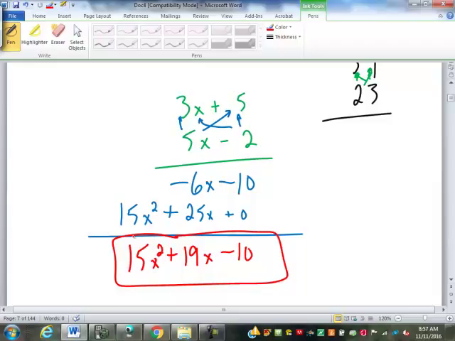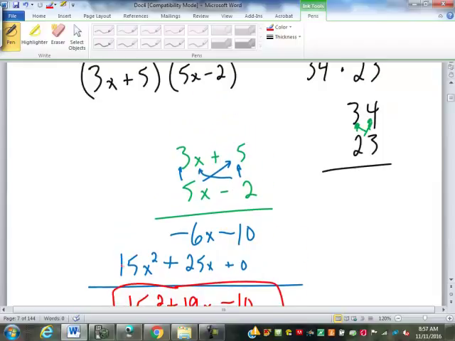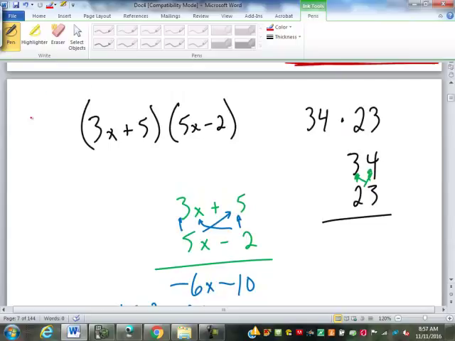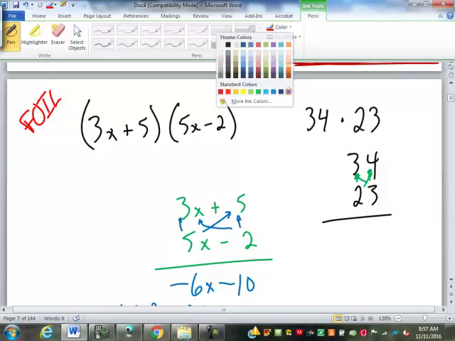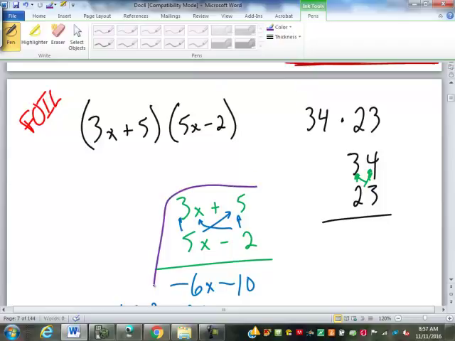So it's just long multiplication, just like with our whole numbers. Many of you were probably taught something called FOIL. Sound familiar? FOIL is just an acronym that allows you to do this without having to write it out. F stands for first. You multiply the first digit in each number, 3x times 5x is 15x squared. O stands for outside. You multiply the outside digits, 3x times negative 2 is negative 6x.